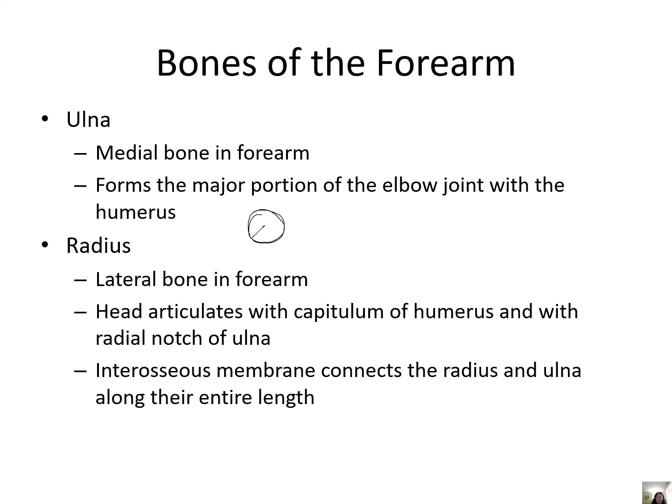So the head articulates with the capitulum of the humerus and with the radial notch of the ulna. And then between these two bones, we have a membrane known as the interosseous membrane, which of course literally just means between bones. The interosseous membrane connects the radius and ulna along their entire length.